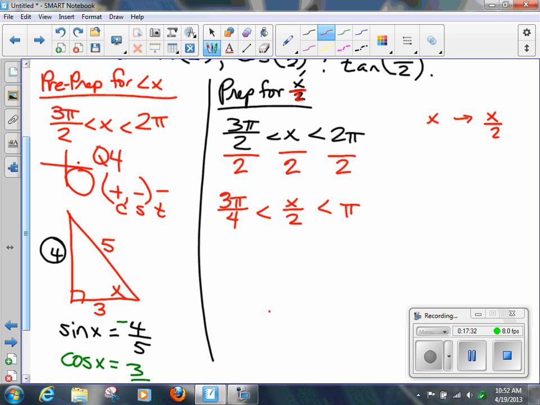What? No. You mean this pi? No, no, no. Look what we're doing. We were talking about angle X to begin with. Now I'm talking about my half angle, which is my angle divided by 2. We went through, divided everything by 2, and now our new inequality tells us where our half angle is.